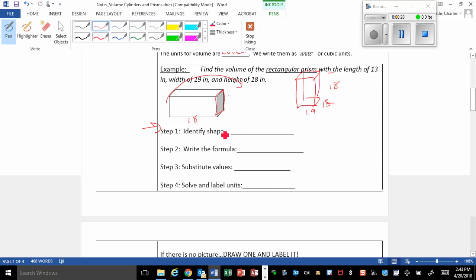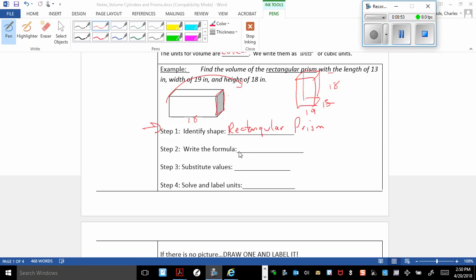The shape of this particular one is a rectangular prism. All right, so we've identified the shape. The next thing you do is write the formula. The formula on your formula sheet says the volume is going to be of a prism.